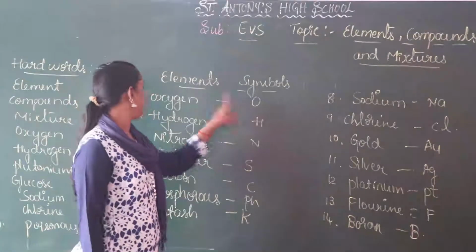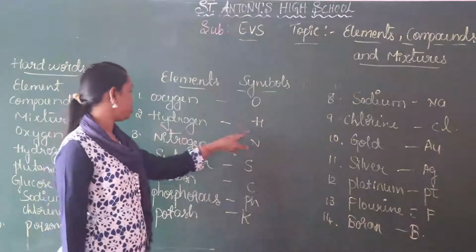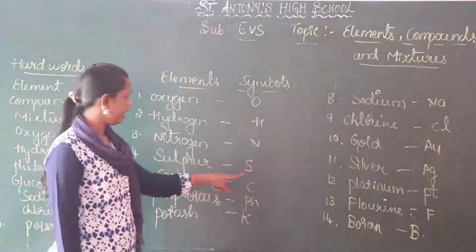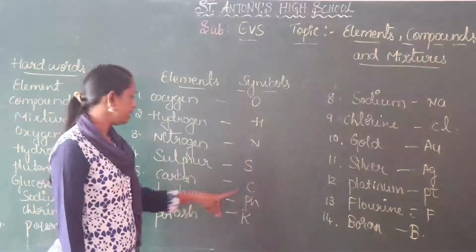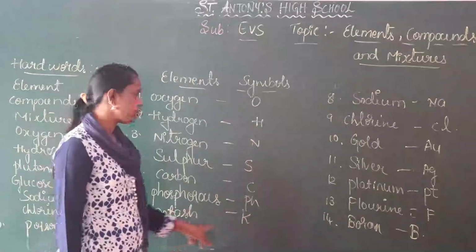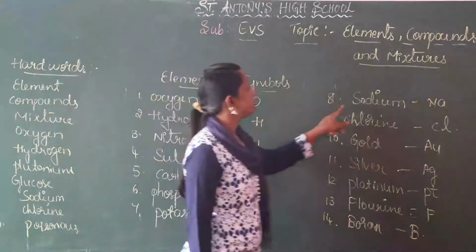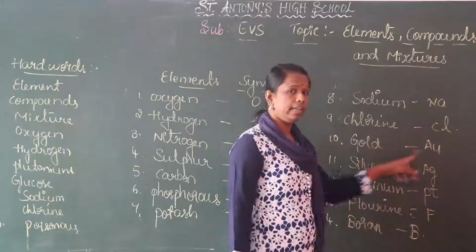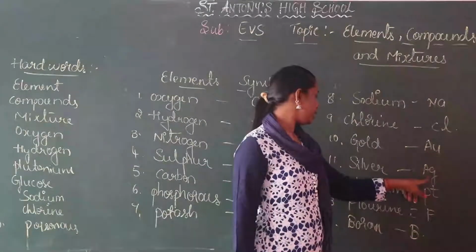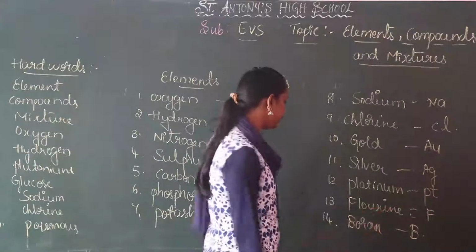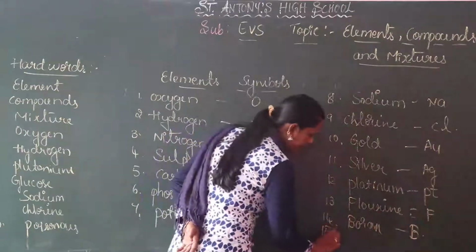Oxygen, O. Hydrogen, H. Nitrogen, N. Sulfur, S. Carbon, C. Phosphorus, P. Potash, K. Sodium, Na. Chlorine, Cl. Gold, Au. Silver, Ag. Platinum, Pt. Fluorine, F. Boron, B. Iron.